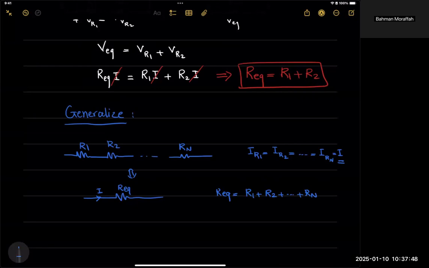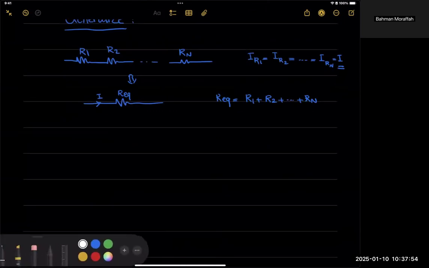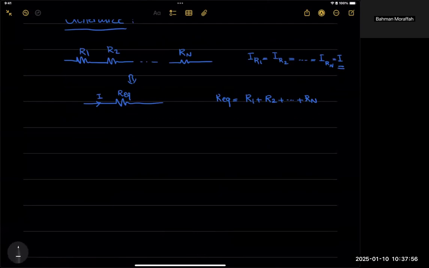So let's do a quick example and see how this can become handy for us. Example.